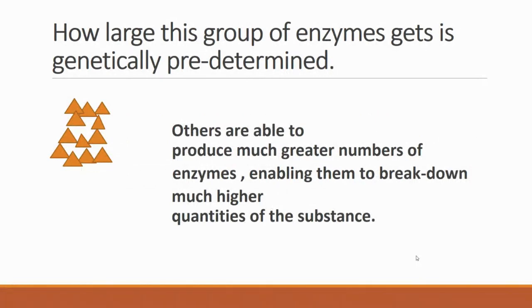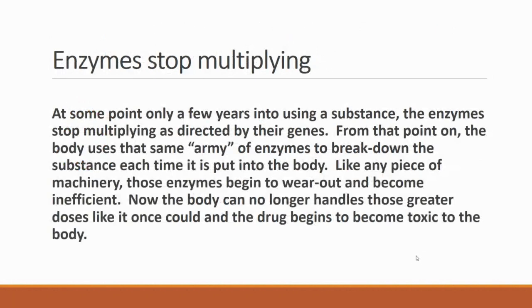Others, the other 40% that begin to be harmfully abusive or physically addicted, have large armies of enzymes that are really efficient at breaking this stuff down. So they're able to produce much greater numbers of the enzymes, enabling them to break down much higher quantities of the substance. However, at some point, that army of enzymes will stop multiplying. Only a few years into use, they believe around 7 to 10 years, the enzyme will stop multiplying as directed by the genes. From that point on, the body uses that same army of enzymes over and over and over again to break down the substance each time it puts it into the body.